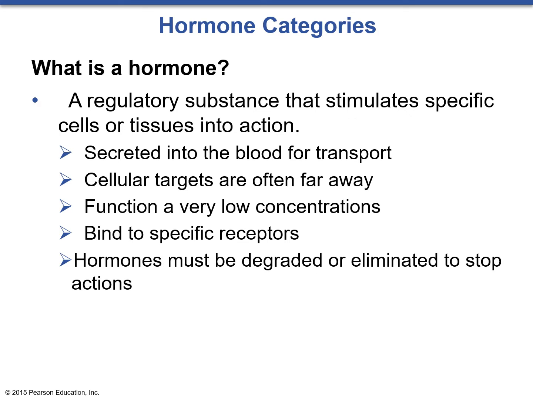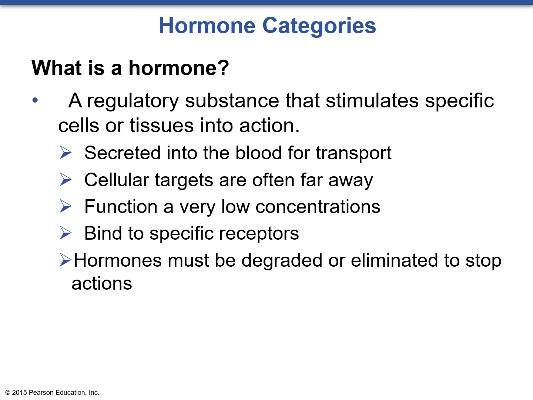So, what is a hormone? A hormone is defined as a regulatory substance that stimulates specific cells or tissues into action. Now, hormones must be secreted into the blood by specialized endocrine cells and are transported via the circulatory system. In many cases, cellular targets for hormones are very far away. The hormones themselves are secreted by endocrine glands or endocrine cells, and hormones can function at very low concentrations. You just need a little bit to actually elicit a response.